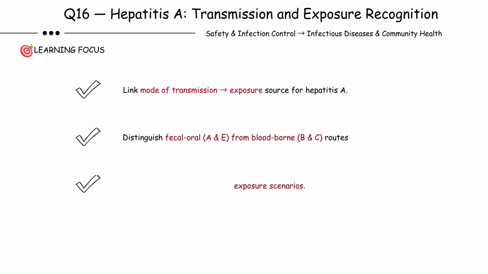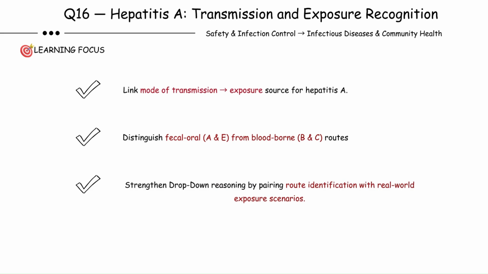And here's the key takeaway from this question. When you see hepatitis A on an exam, you should immediately think fecal-oral spread, poor sanitation, contaminated food or water, and raw shellfish. Differentiating hepatitis A from bloodborne types like B and C is a high-yield skill, both for safe practice and for scoring points on the NCLEX. Keep that transmission pattern in mind as we move forward to the next question.